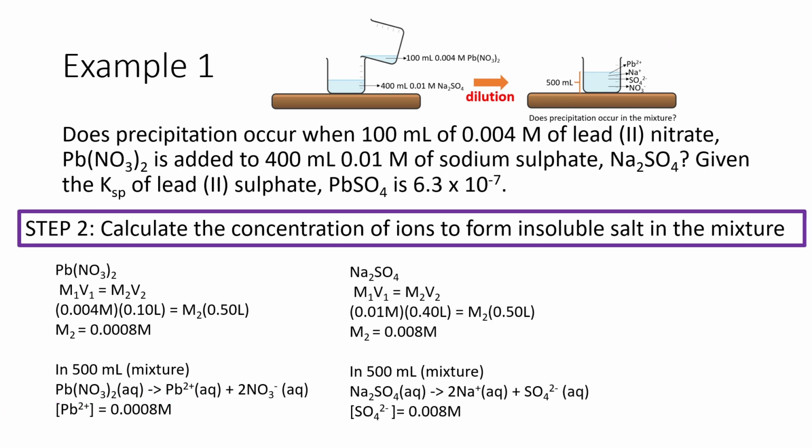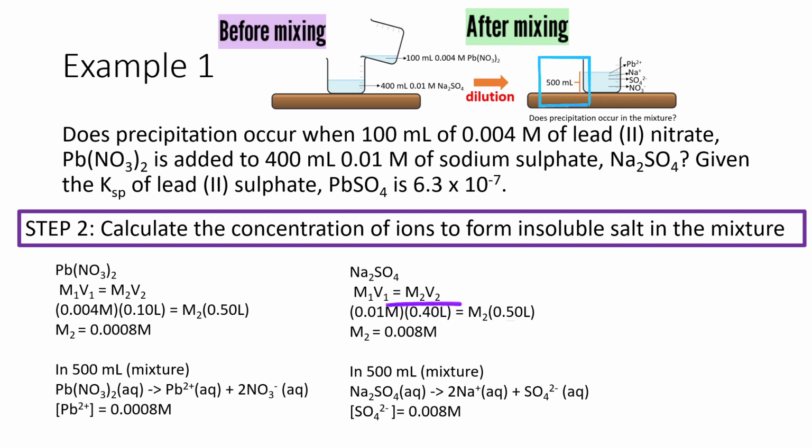The same concept can be applied for sodium sulfate. Before mixing, the molarity M1 is 0.01 molar. Before mixing, the volume V1 is 0.4 liter. After mixing, the molarity M2 we want to find, and the volume after mixing is 0.5 liter. Substituting into the formula, we can find the molarity after mixing, M2, equals 0.008 molar.